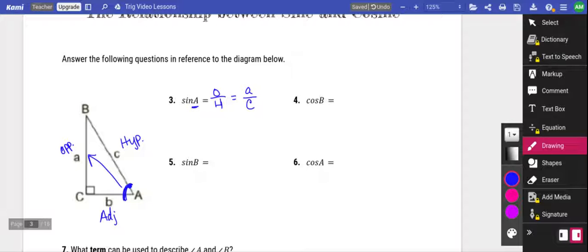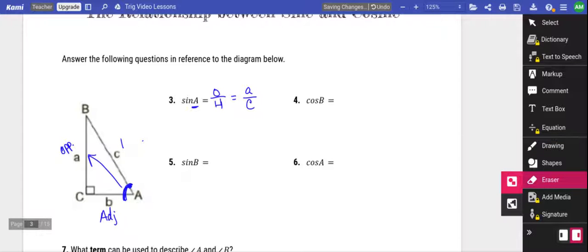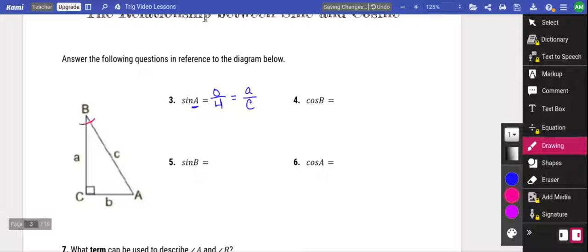Now I'm going to erase that because the next question refers to angle B. So my adjacent and opposite will switch. Let's check it out. If I'm referring to angle B, this is my opposite side. C is still my hypotenuse, but A now becomes my adjacent side. Cosine is the ratio of adjacent over the hypotenuse. The adjacent side is A, the hypotenuse is C.